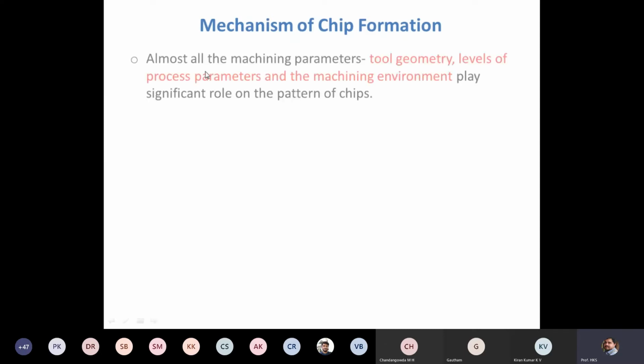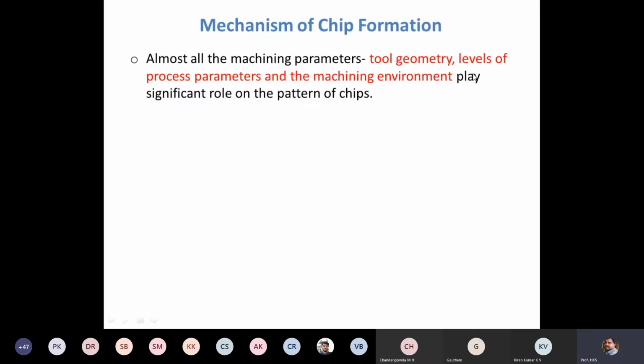Almost all the machining parameters, that is tool geometry, levels of process parameters, and the machining environment, play a significant role on the pattern of chips. That means the formation of chips is decided by tool geometry. Tool geometry means again angles, cutting edges, and nose radius.